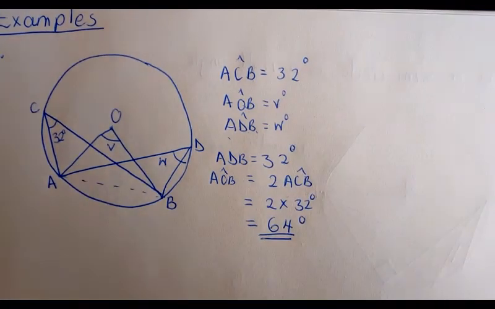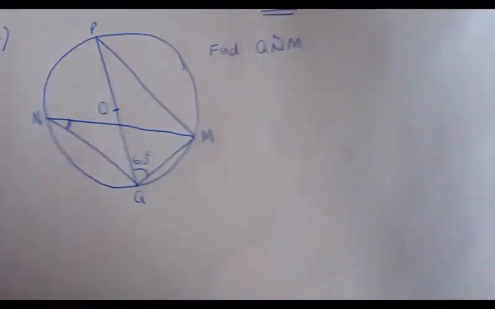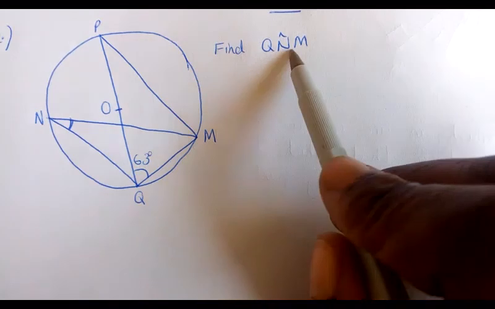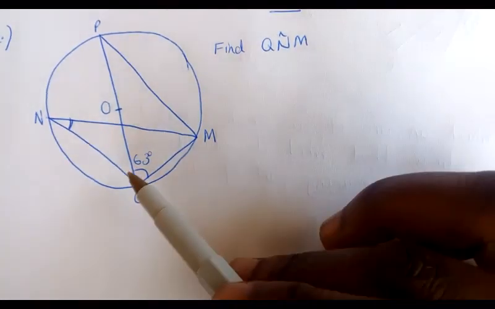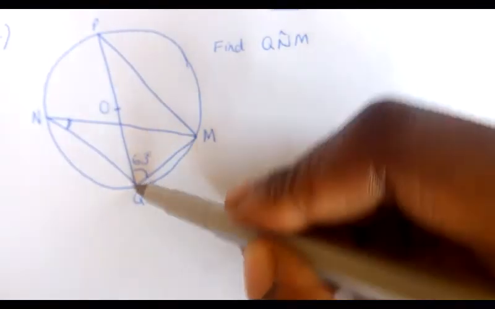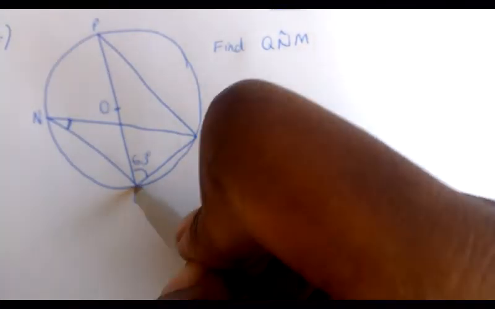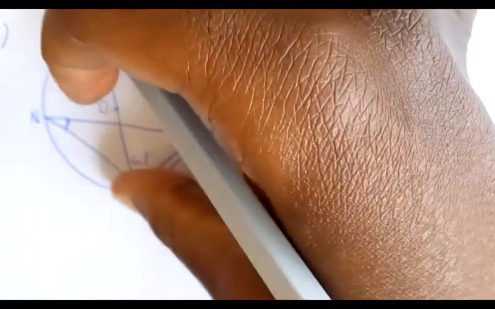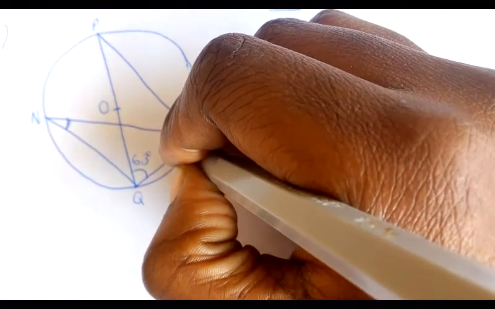This is easy, right? Example number 2. Given this circle, find angle Q and M. So we are given this circle, right? And we can see that this passes through the center. So this is a diameter. And we said angle in a semicircle, which makes this a semicircle. Angle in a semicircle, this angle is a right angle.